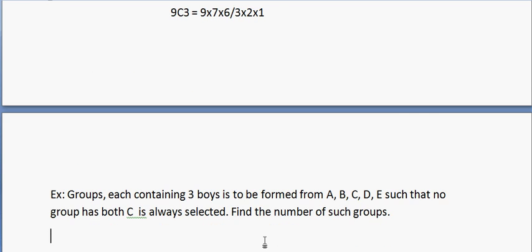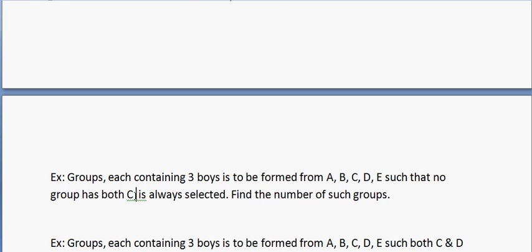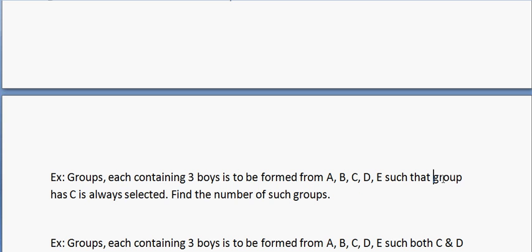Let's go to the next question, which says a group containing 3 boys is to be formed from A, B, C, D, E such that C is always selected. Find the number of such groups.